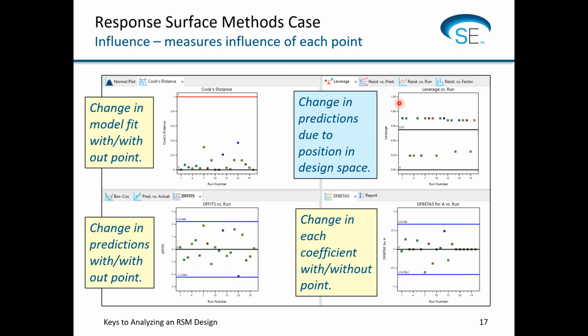Okay, the first one, this leverage one, shows the change in our predictions due to the position of the design.